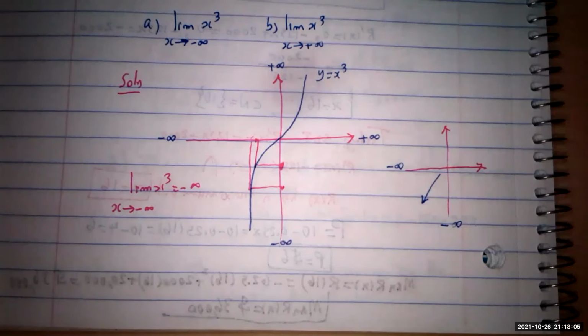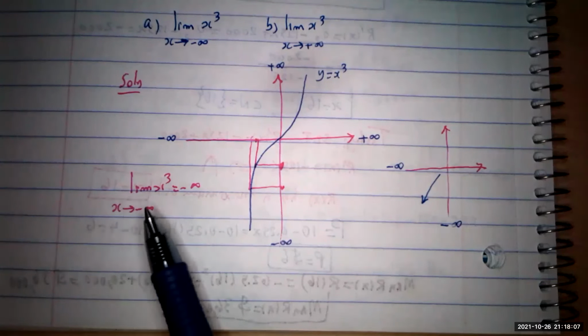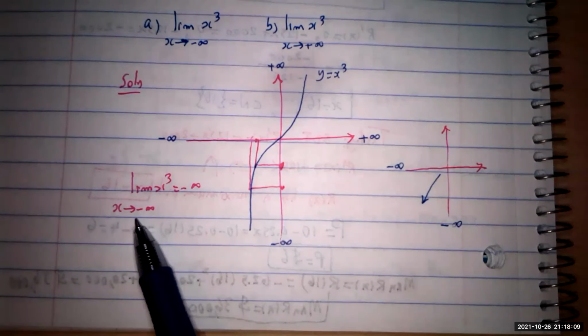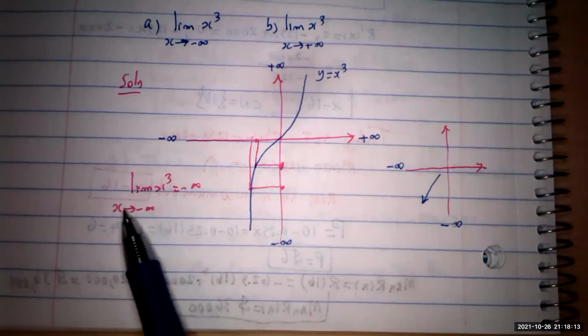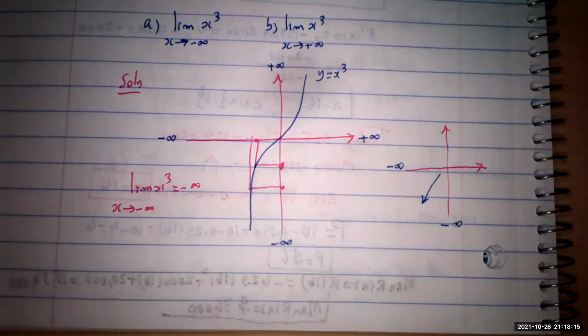Or you can cheat, really. You have a negative number. A negative cube would be negative. So the limit would be negative infinity. That's if you want to use algebra, but we want to understand it to get the idea.